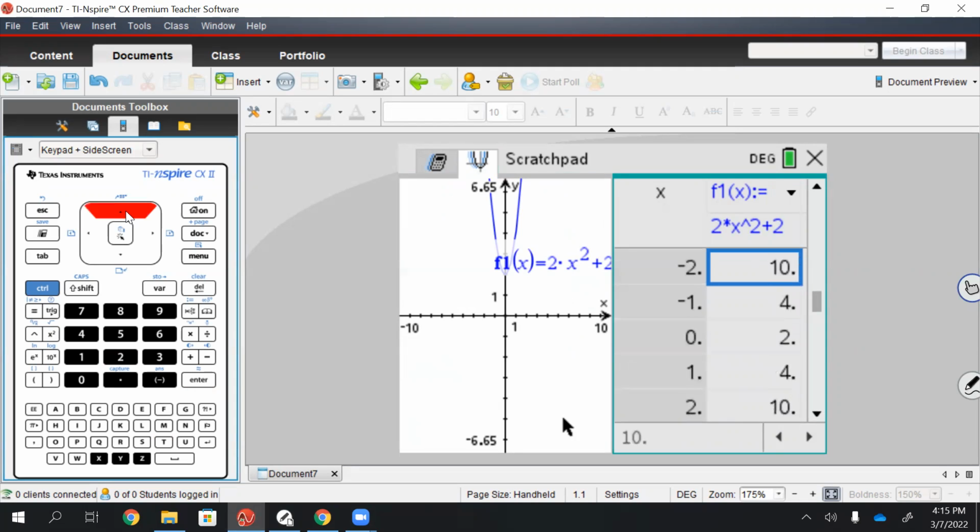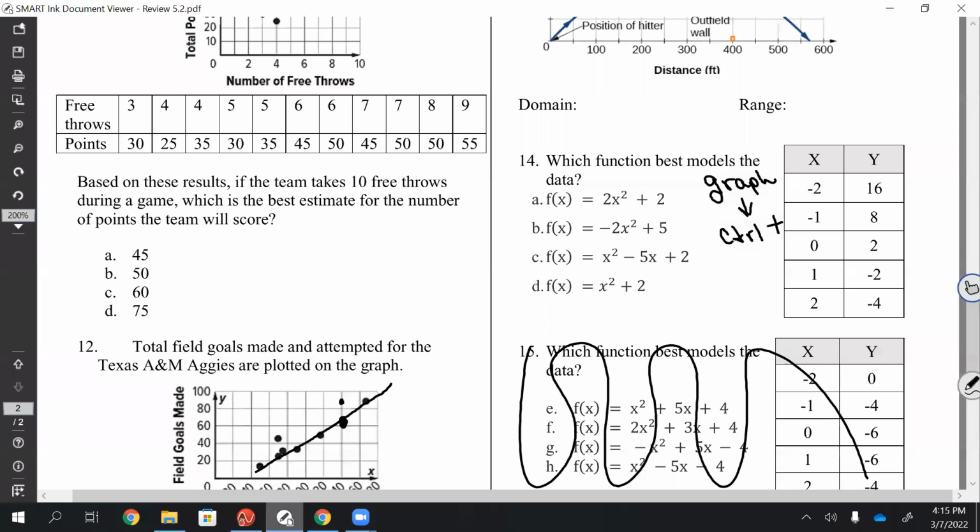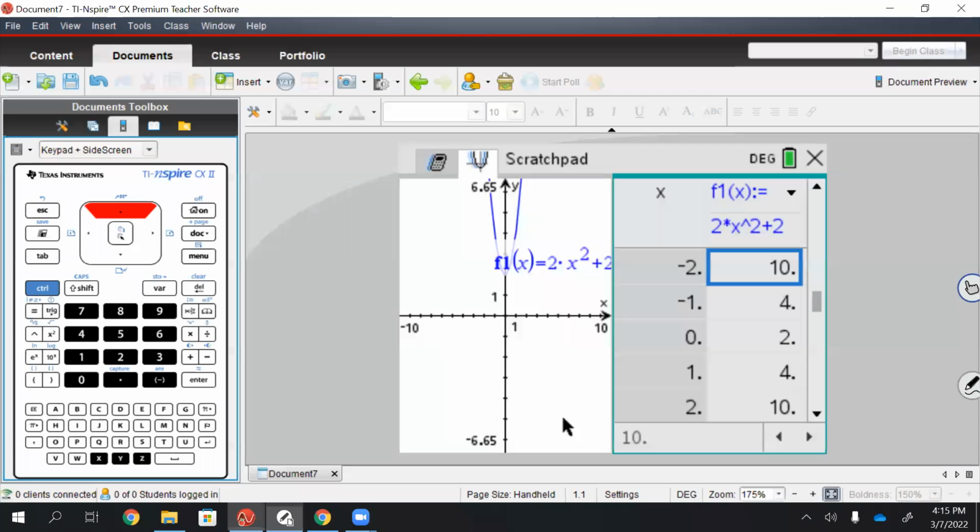So I always go up here. The first thing, when we typed in the 2x squared plus 2, when x is -2, it's saying that it comes out to 10. But if you look at your table, when it's -2, they want it to be 16. So it cannot be A. All right, let's go try B.